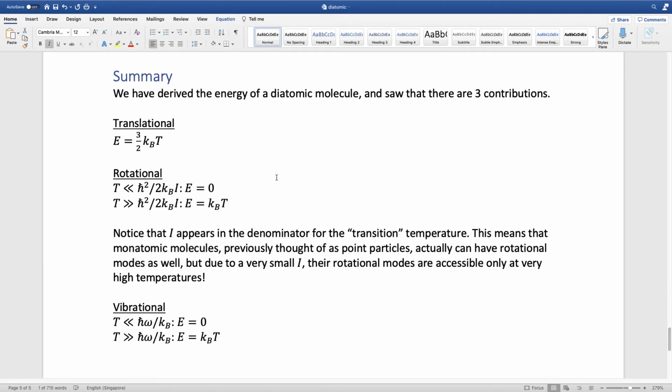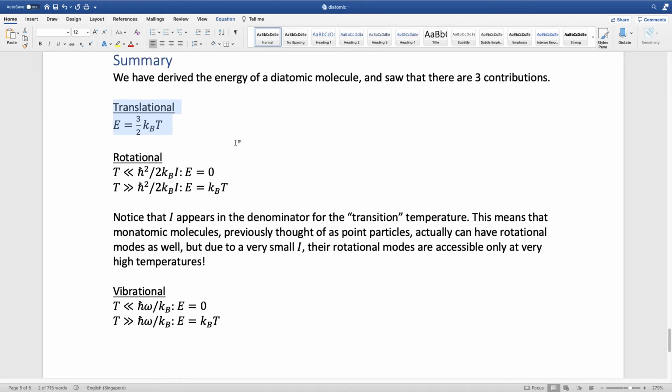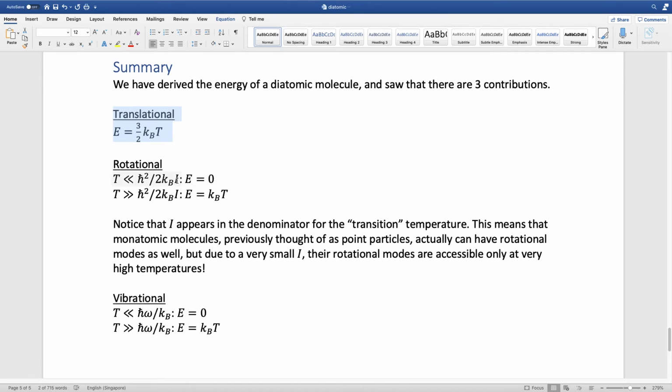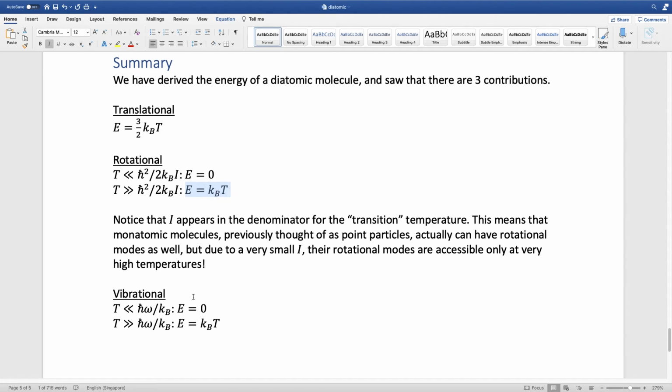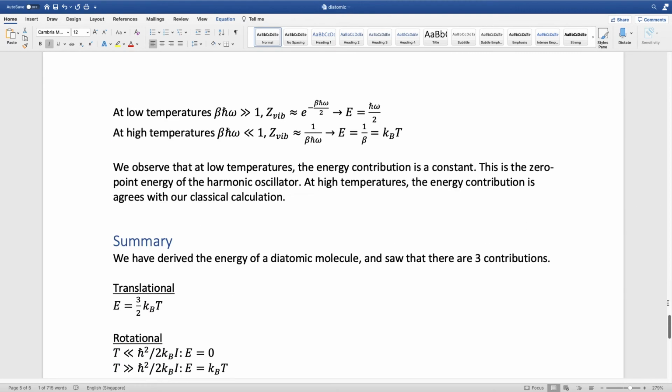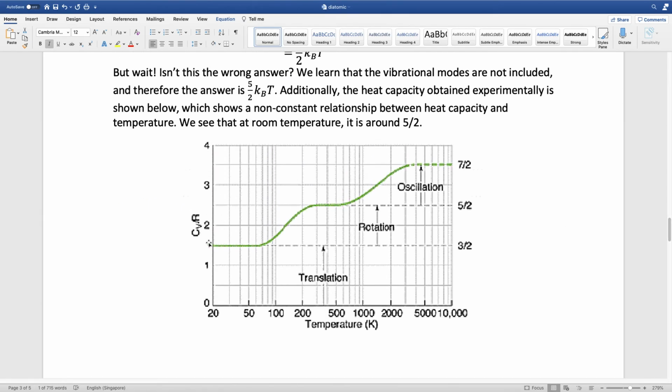So in summary, we have derived the energy of a diatomic molecule, and we saw that there are 3 contributions. Number 1, translation, which occurs at all temperatures because there is no discretization as a result of quantum mechanics. Then there's rotational, which in 2 different regimes of temperature gives different results. At low temperatures, the rotational modes do not contribute to the average energy, whereas at high temperatures, the rotational modes do contribute, and it'll be 2 over 2 kBT. And for vibrational modes, at low temperatures it does not contribute, but at high temperatures it contributes kBT. So that's basically it for the diatomic molecule, and that fully explains why this graph is as such, because at higher temperatures you unlock rotational and vibrational modes.